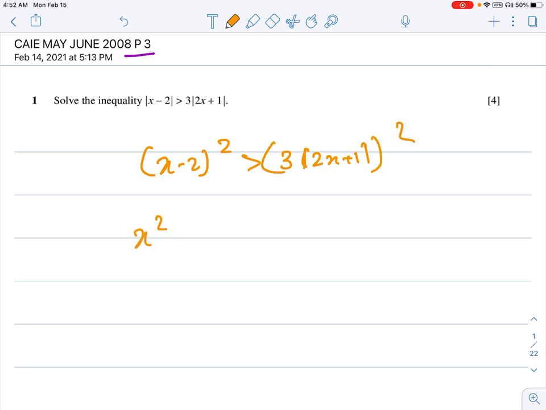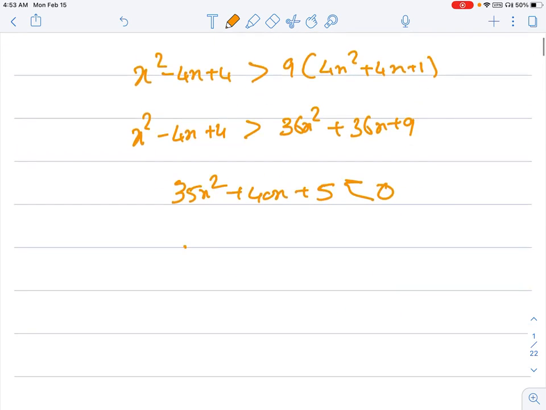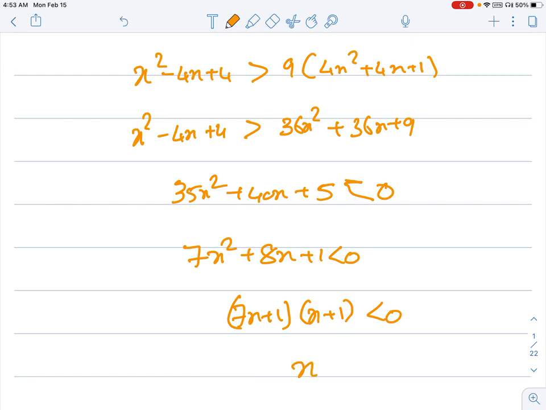So it becomes x squared minus 4x plus 4 is greater than 9 times 4x squared plus 4x plus 1, which becomes x squared minus 4x plus 4 is greater than 36x squared plus 36x plus 9. It becomes 35x squared plus 40x plus 5 is less than 0. Then I divide by 5, so it becomes 7x squared plus 8x plus 1 is less than 0. So I factorize this one. It's (7x plus 1) times (x plus 1) is less than 0. So x lies between negative 1 upon 7 and negative 1.